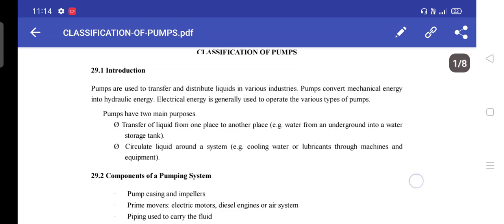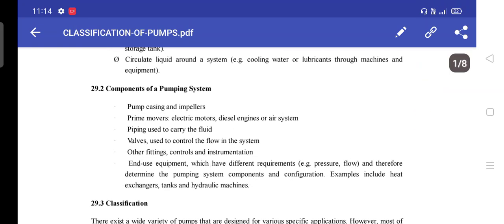The components of a pumping system: pump casing and impellers, prime movers such as electric motors, diesel engines or air systems, piping used to carry the fluid, valves used to control the flow in the system, other fittings, controls and instrumentation, and end-use equipment which have different requirements, for example pressure and flow, and therefore determine the pumping system, its components and configurations. Examples include heat exchangers, tanks and hydraulic machines.